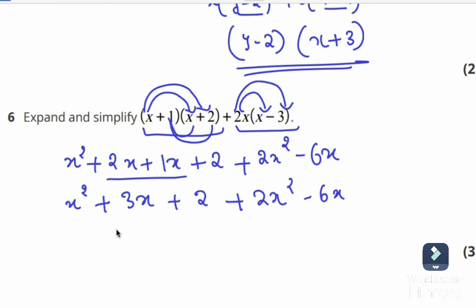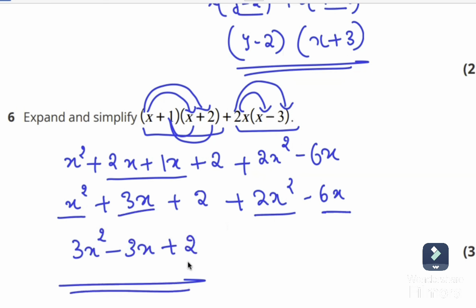Okay. Therefore, x squared plus 2x plus 1x, which is going to be 3x, positive 2, plus 2x squared and minus 6x. So now you have to collect all the like terms. Since you can see here, there are two like terms for x squared, and since they both are positive, we're going to add them as 3x squared, positive 3x and negative 6x. It will become negative 3x and positive 2. You can stop your answer here.